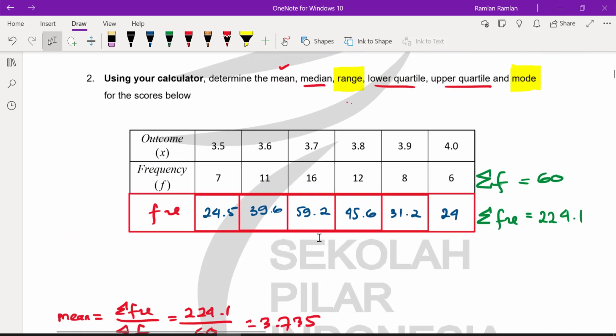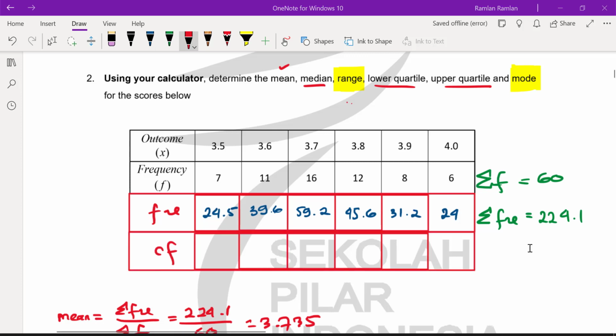Okay, now let's go to the part where we have to find the median, lower quartile, and upper quartile. This one is a little bit tricky, guys, because you need to use one more table, which is the cumulative frequency. So we're going to add another line over here and call it CF, from cumulative frequency. For the cumulative frequency, you only need to focus on the frequency. Please don't look at the outcomes and the fx, and don't be distracted by them first.